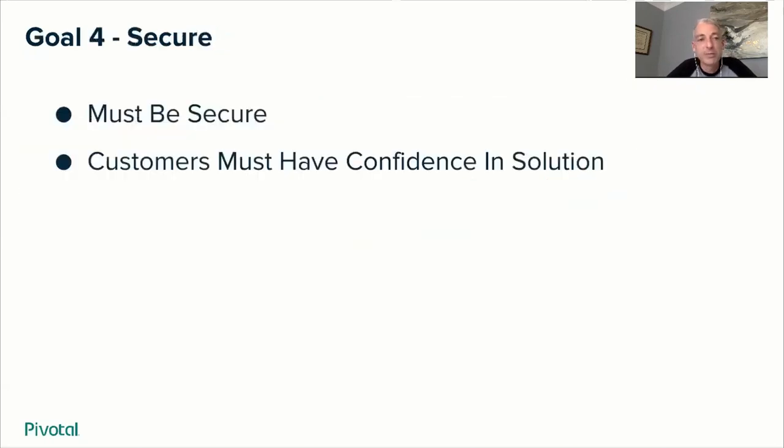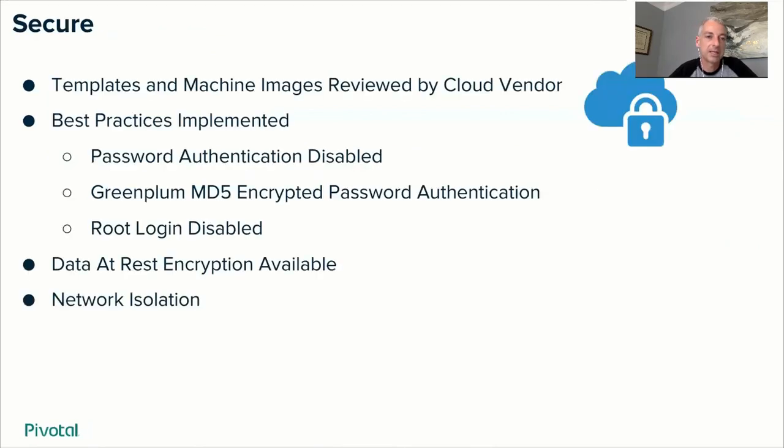Our goal number 4 is that it must be secure. So obviously, if you have critical data in your data platform, you want to make sure it's secure, whether you have PII, PHI, or other data. You want to make sure that it is secure, and you have confidence that the deployment is secure and hackers can't get in.